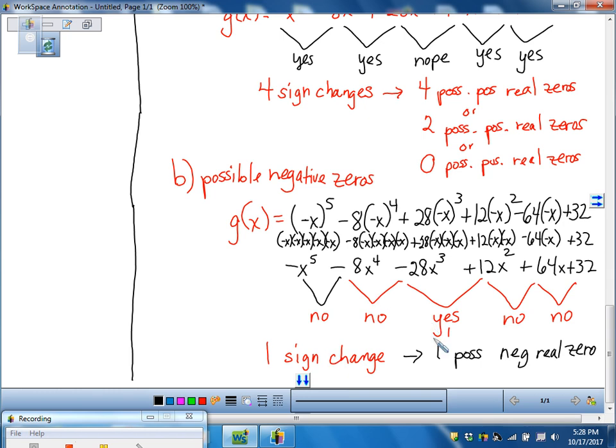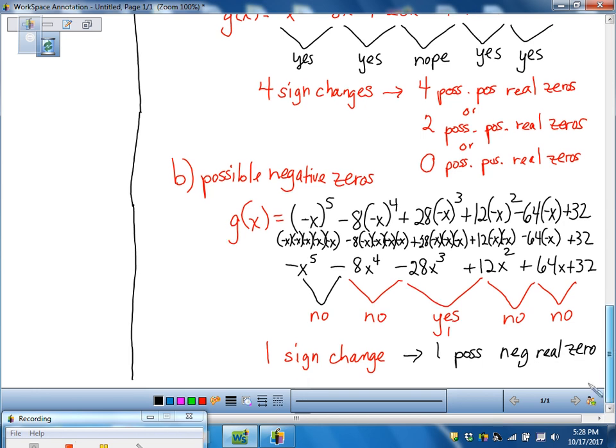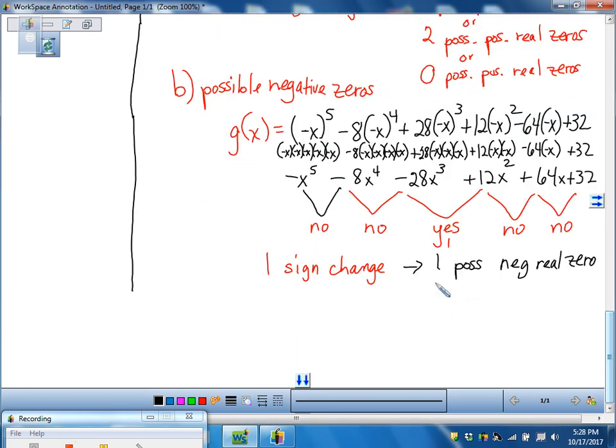If I go down by 2 from that, I get negative 1. You can't have a negative 1 possibility. So I only have the possibility of 1 negative real zero. So I need to be looking for one of my answers that's going to be negative. And that's what that would tell me.